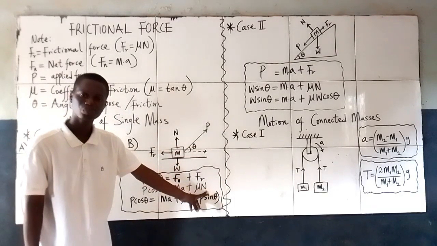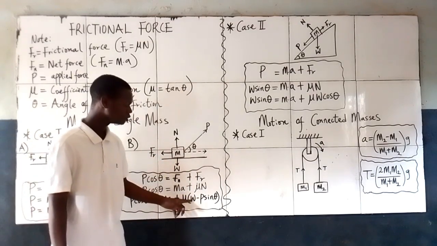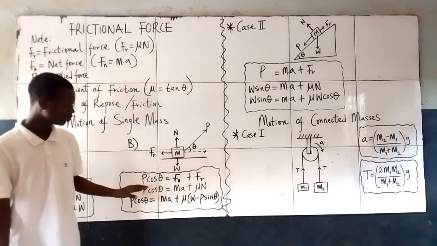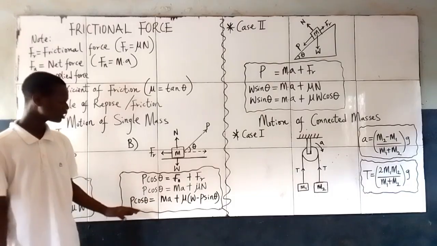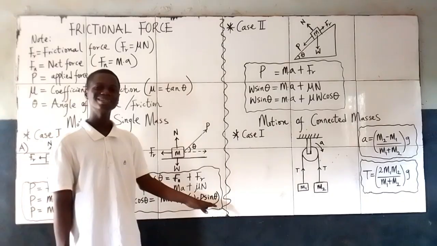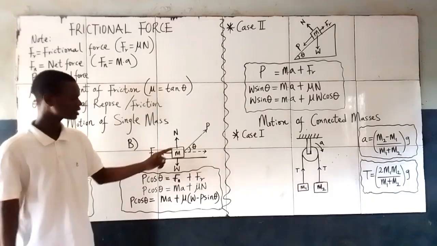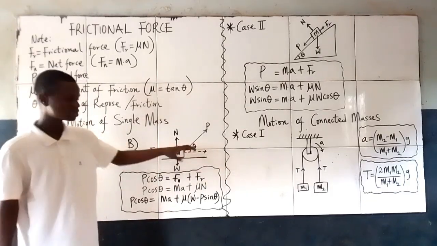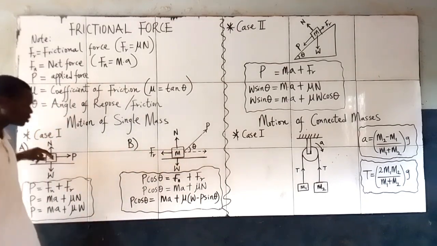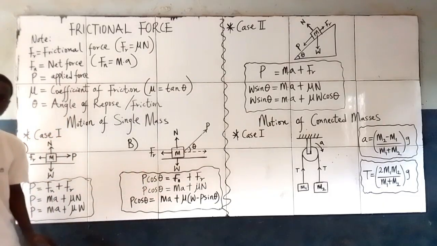Now because we are trying to look for an expression for N, if you make N the subject in that expression I just said, N will be equal to W minus P sine theta. So another formula we can get from this point is P cos theta is equal to Ma plus mu in brackets W minus P sine theta. So these are the formulas that apply when the body is moving with an applied force applied at an angle theta to the horizontal along the horizontal plane, because the plane in this place is horizontal, is it not? It's moving along a horizontal plane. So guys, take note of this important formula.